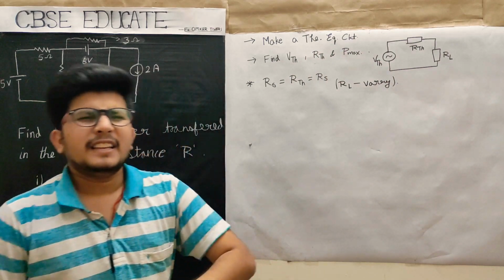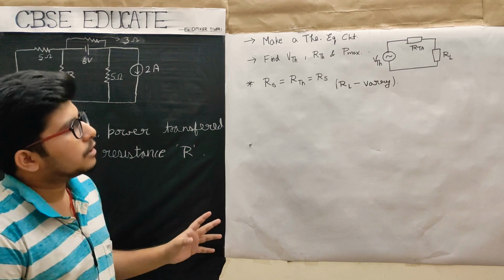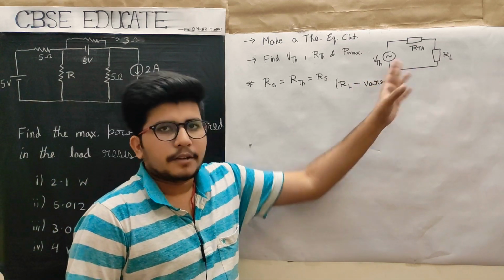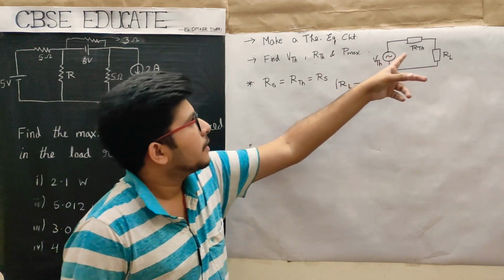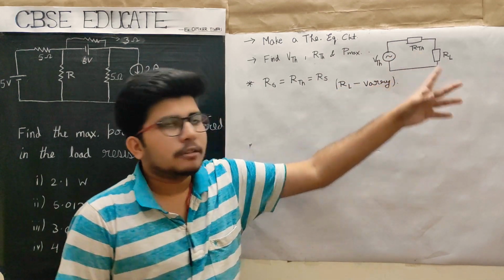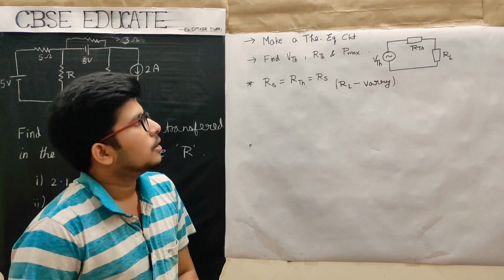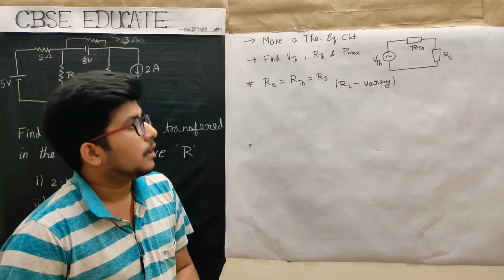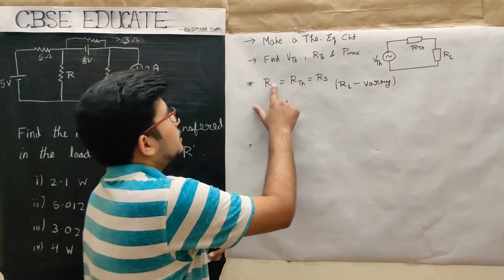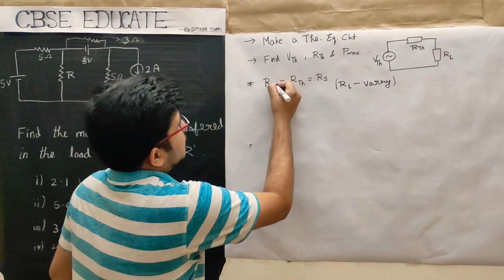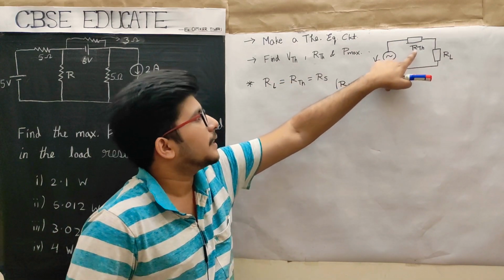Okay, if you have been given any complicated circuit, any type of circuit, you have to convert it into a Thevenin equivalent circuit. Then you have to find the value of VTH and RTH, and then you can get Pmax. Because Pmax is equal to what? VTH square by 4RL, and RTH is equal to RL. Here it is not RS, it's RL.